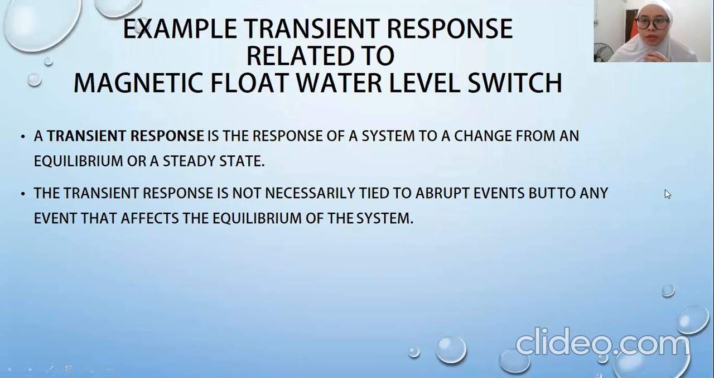Assalamualaikum, my name is Nurhazki Muhammad Kasim. So I'm going to explain the example of transient response related to magnetic float water level switch. So what is transient response? It is the response of a system to a change from an equilibrium or a steady state. The transient response is not necessarily tied to events, but to any event that affects the equilibrium of the system.